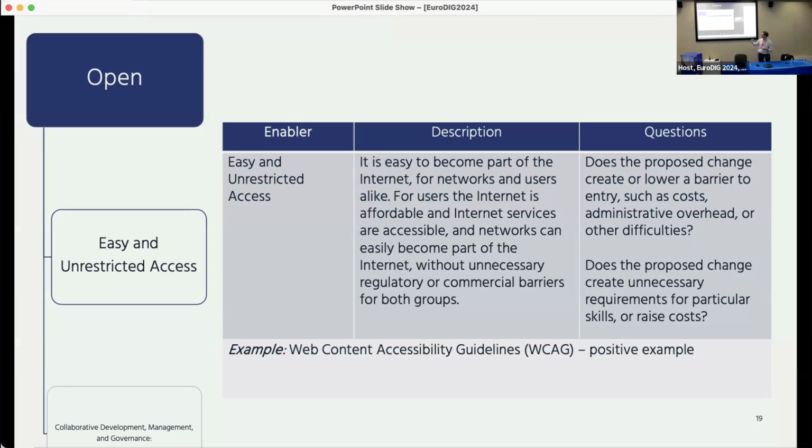Now, policies that work towards the use of those types of guidelines, let's say a government service that makes sure to include a requirement of web content accessibility guidelines, that is effectively working towards an open internet because it allows more people to become part of the internet. It lowers barriers for a larger group of people to actually make use of the internet. So it's a positive example, reflect on that. This particular policy that supports web content accessibility guidelines is working towards an open internet because it helps improve easy and unrestricted access.